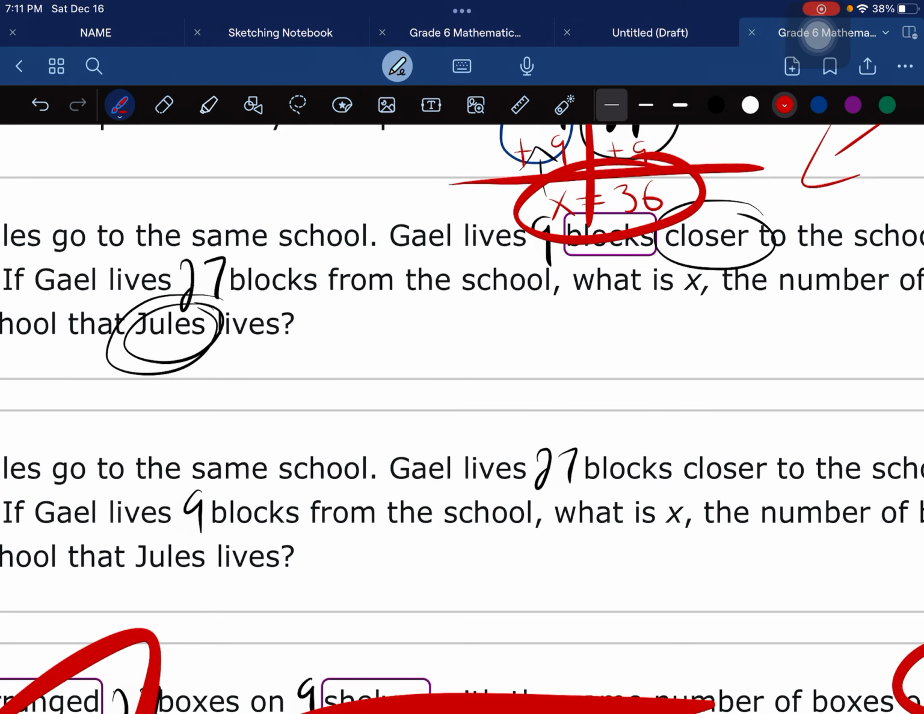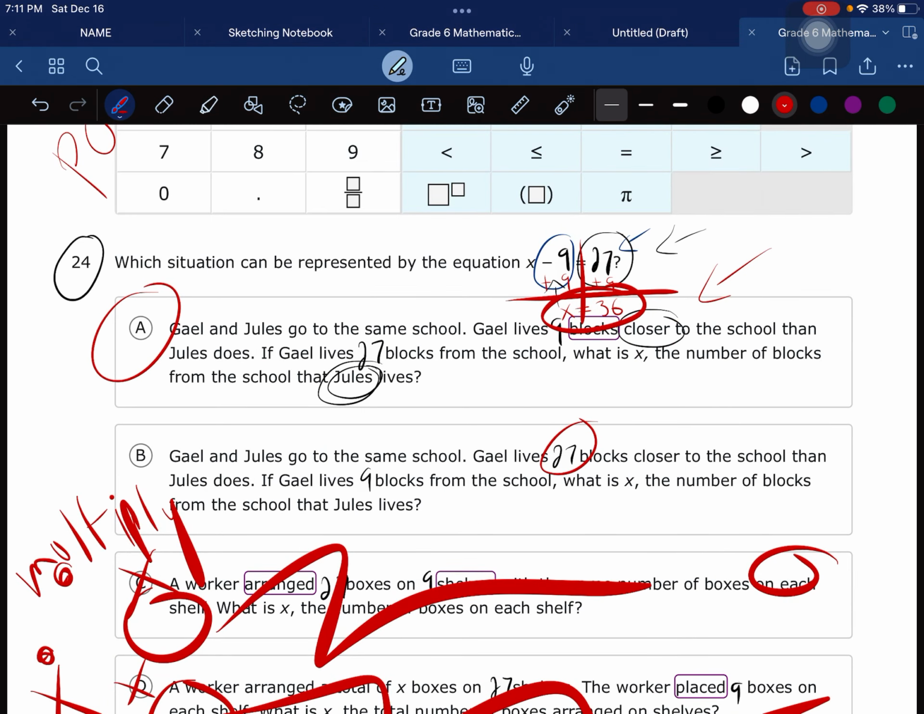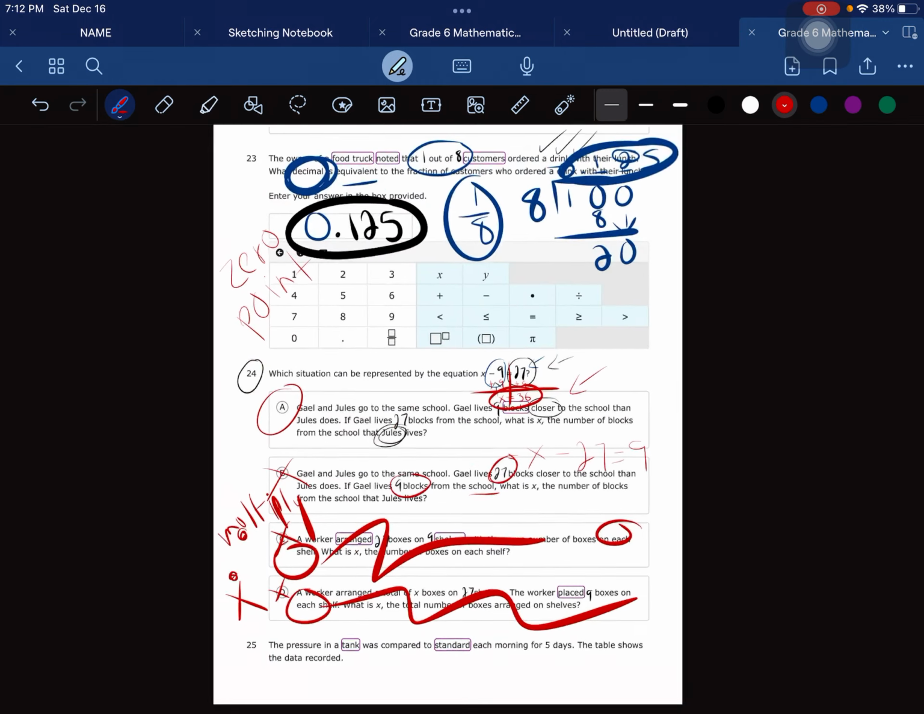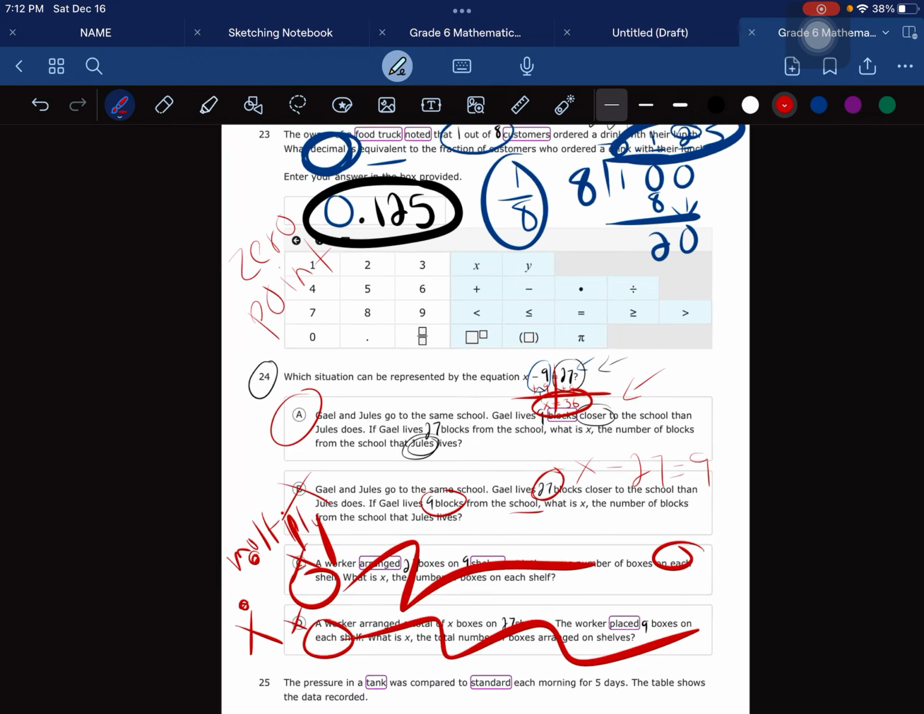This tells you the opposite. So this would have to be x minus 27 equals 9, which doesn't make any sense. How can you live closer and then 9 blocks from the school? You know? So A is the only correct response.